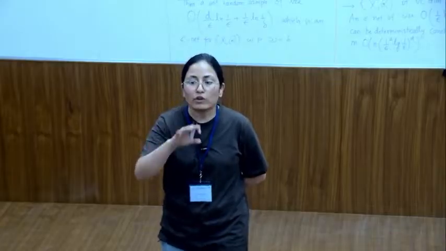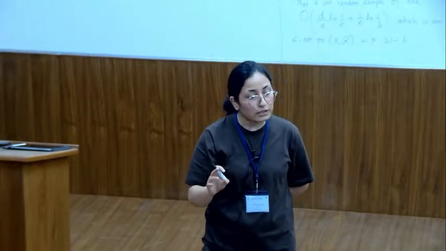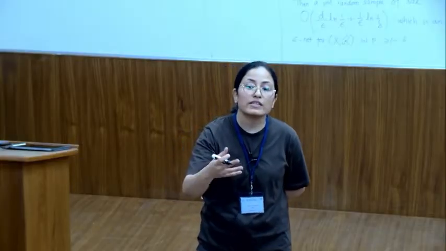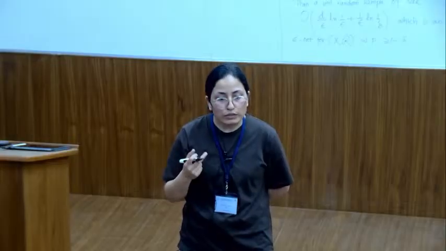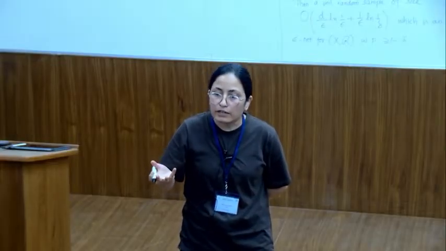If I pick any optimal hitting set, it must hit every range, right? If we can somehow ensure that these points have large weight, what would that imply? Those ranges also become heavy. And if every range becomes heavy, then the epsilon net will be a hitting set.